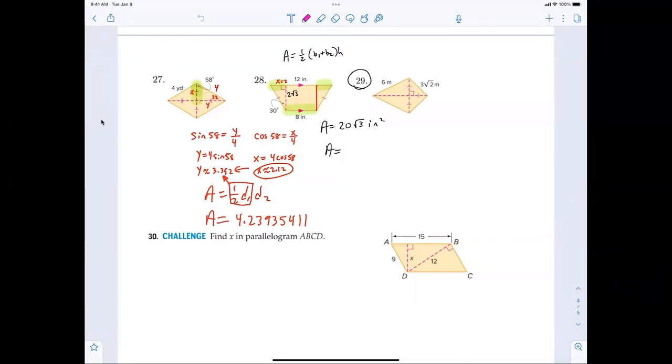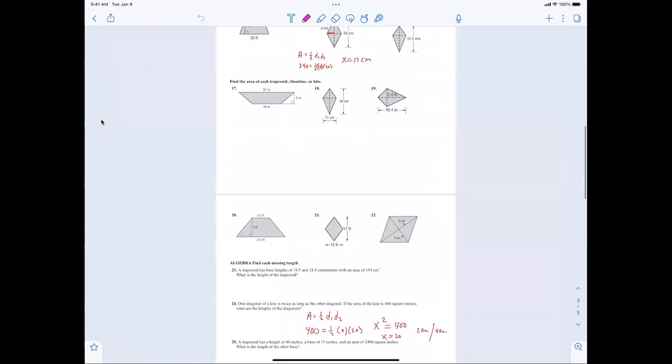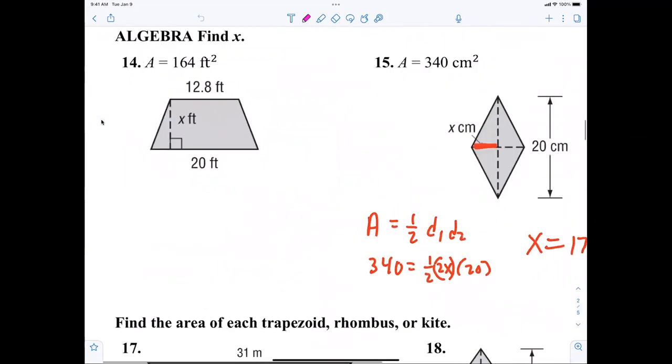Okay, so anybody have any issues? Nobody? Nobody have any issues? What? Can you do 14? I can try. Come on now, this is just basic algebra.